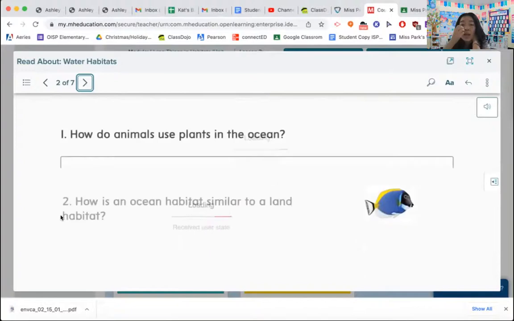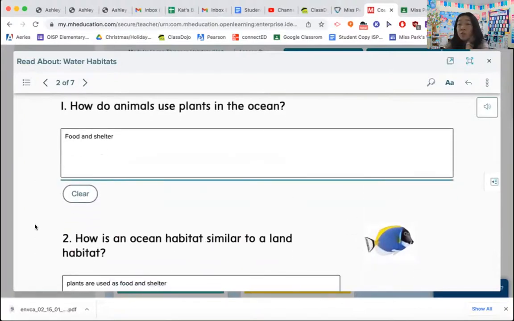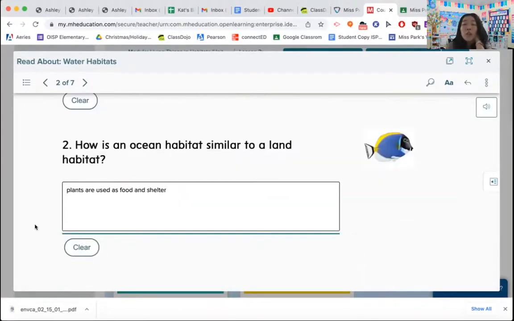Here on the next slide, we have how do animals use plants in the ocean? They use plants for food and shelter, like the seagrass. And how is an ocean habitat similar to a land habitat? Plants are used as food and shelter.